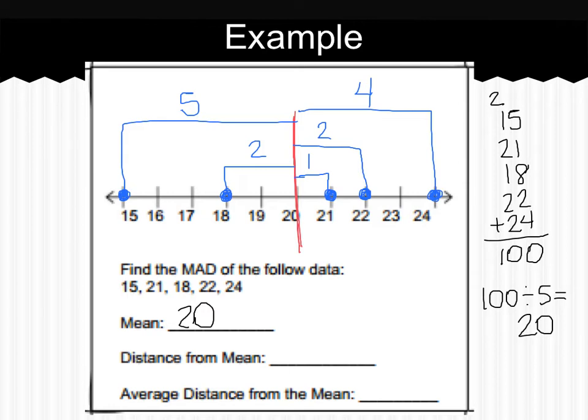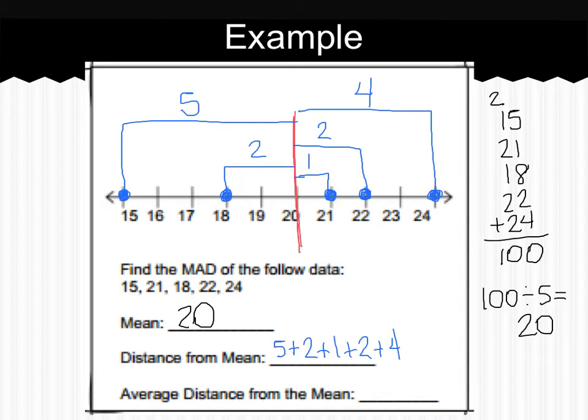So we found our average of our numbers, our mean, and we drew a line through the mean. Now we're looking at the distances each of these numbers is from 20. So 15 is 5 away from 20, 18 was 2 away from 20, 21 was 1 away from 20, 22 was 2 away from 20, and 24 was 4 away from 20. So we've got 5, 2, 1, 2, and 4. Now we're going to find the average of each of those distances. That's our mean absolute deviation.